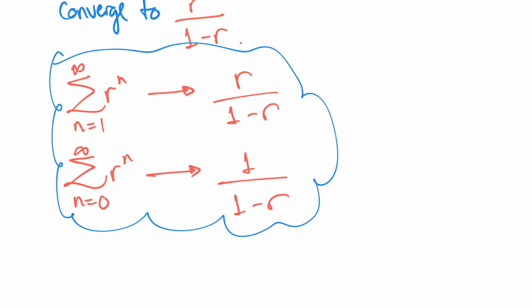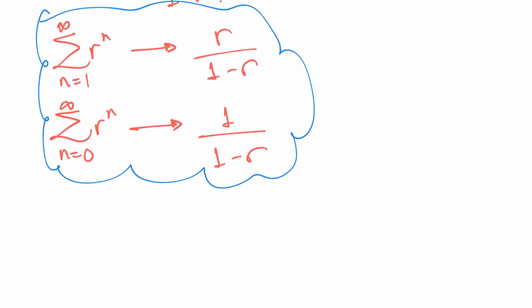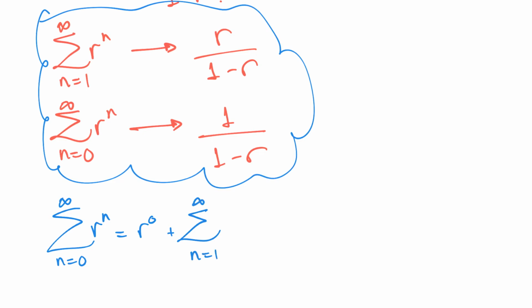We can do a very simple demonstration here. If I start at 0, this is the same as if I had r to the power of 0 plus the summation from 1 to infinity. So all I need to do is remember one of them, because here I'm going to have r to the power of 0, so 1 plus r divided by 1 minus r. When I solve this, I get 1 over 1 minus r, okay?